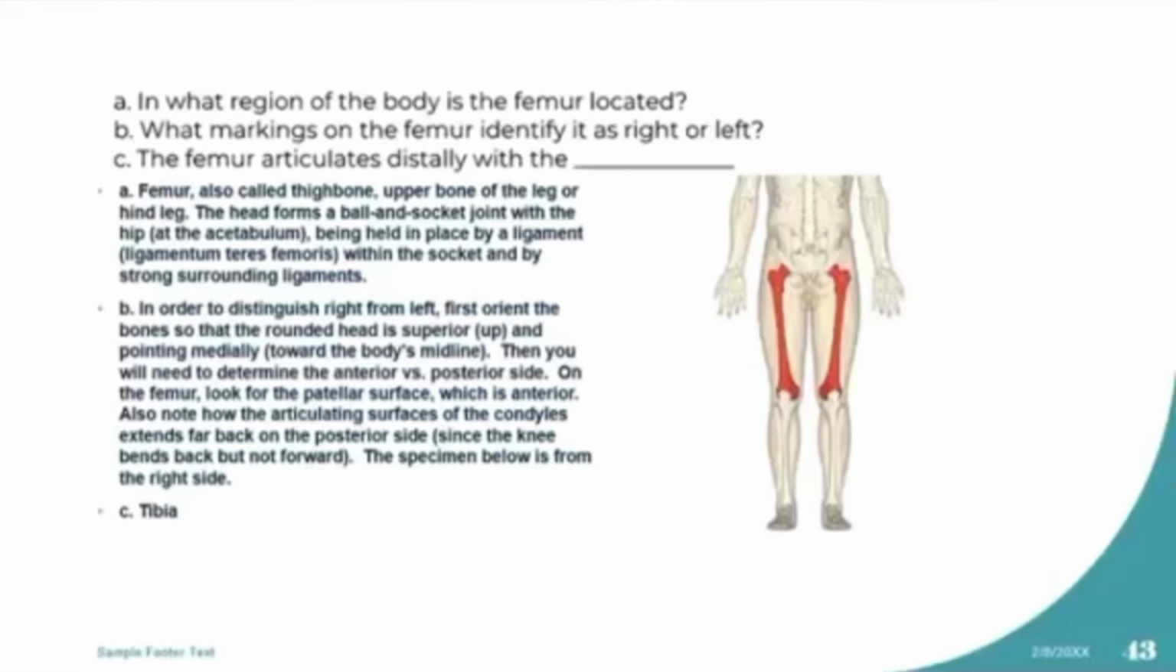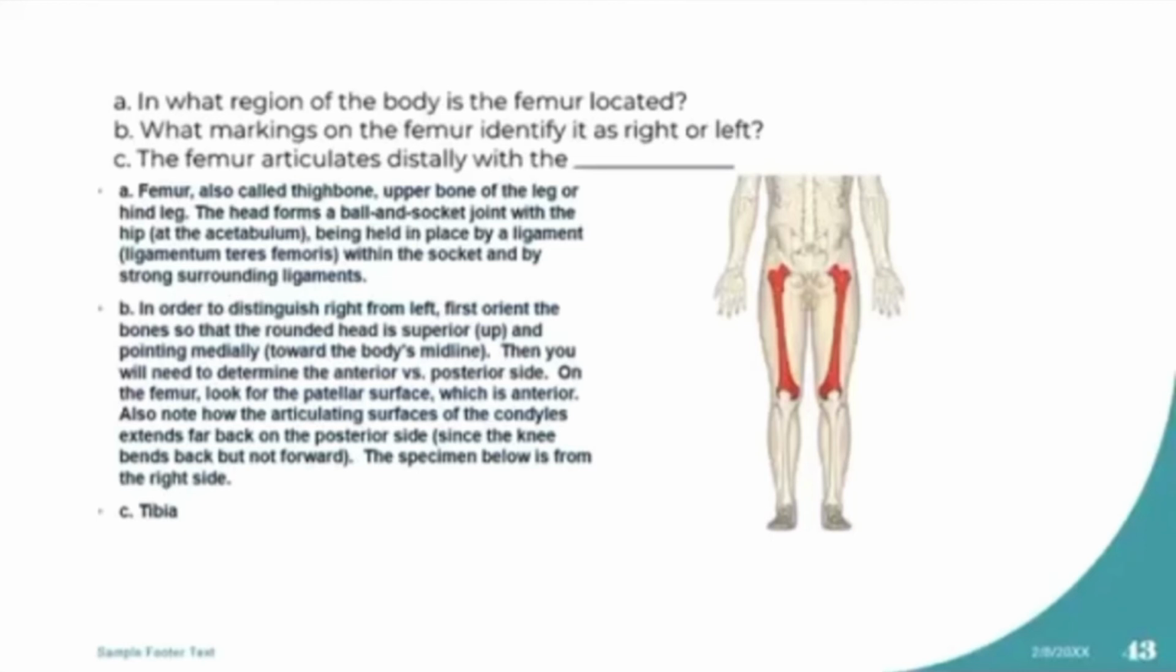B. What markings on the femur identify it as a right or left? In order to distinguish right from left, first orient the bone so that the rounded head is superior, up, and pointing medially towards the body's midline. Then you will need to determine the anterior versus posterior side.